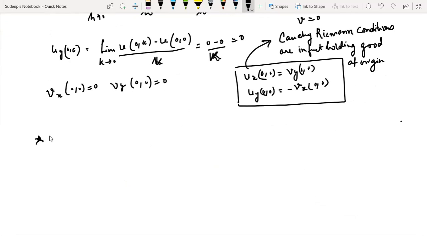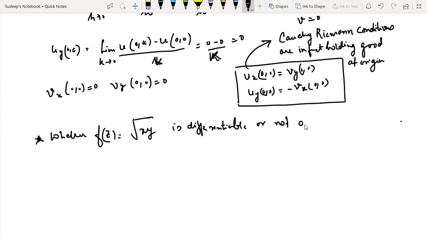So the next thing is whether the function f(z) equals root over x into y is differentiable or not at the origin. This you have to see.